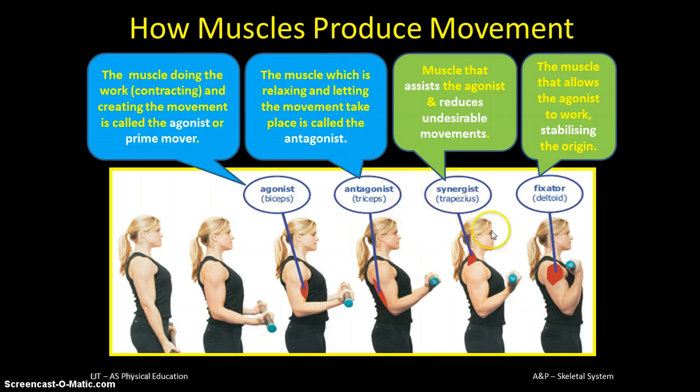and in a different movement all of these muscles would work in a different way. So it's purely for this particular movement that the biceps is an agonist, the triceps is the antagonist, etc., etc.